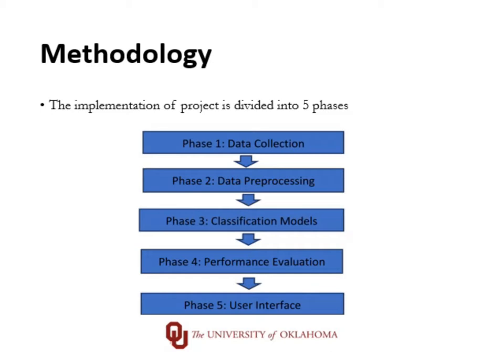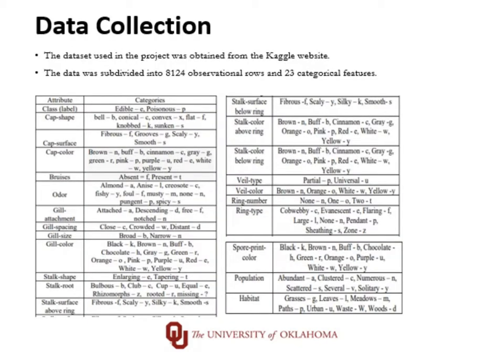Methodology. The implementation of this project is mainly divided into five phases: data collection, data pre-processing, classification model, performance evaluation, and user interface. Coming to the first phase, it is data collection. The data set is obtained from the Kaggle website, and the data consists of 8124 rows and 23 attributes.